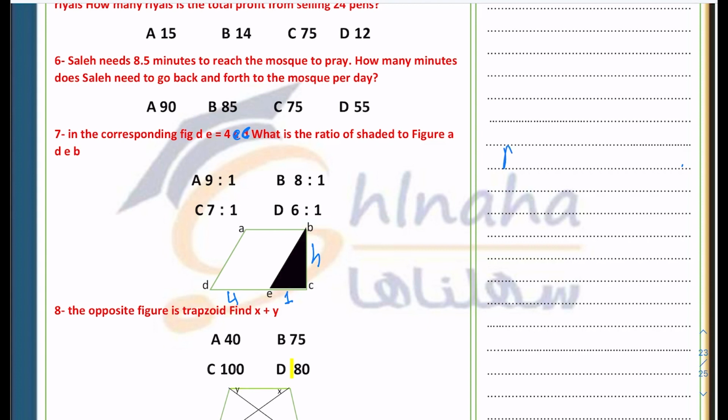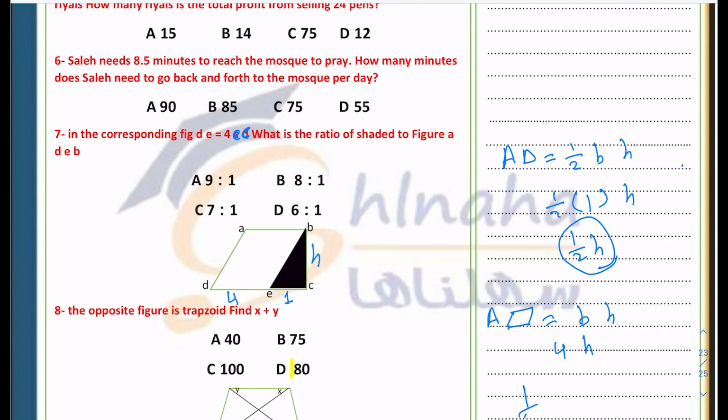So the area of the triangle equals half times base times height. Half, the base is 1, and this is the height. So it's half h. Now what about the area of the parallelogram? It's base times height. The base will be 4, and the height will be h. So we have 4h.